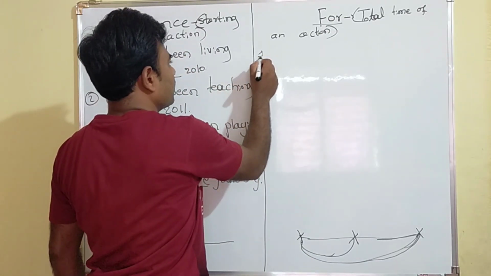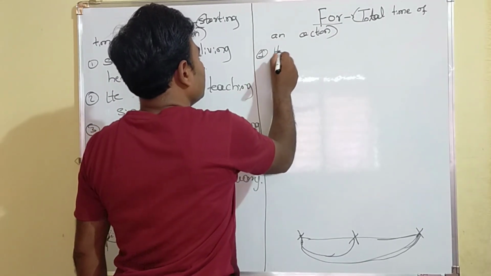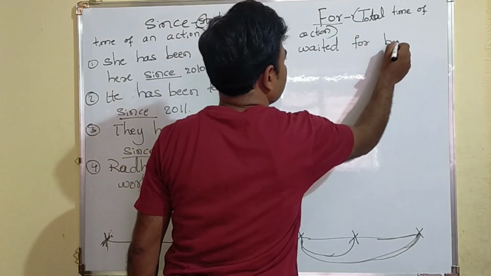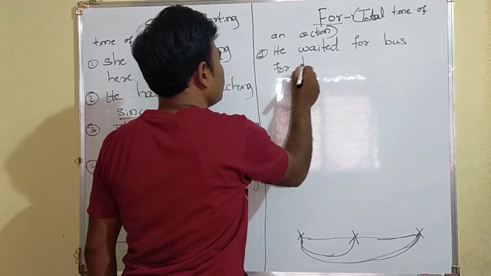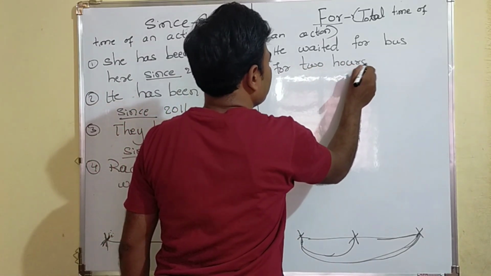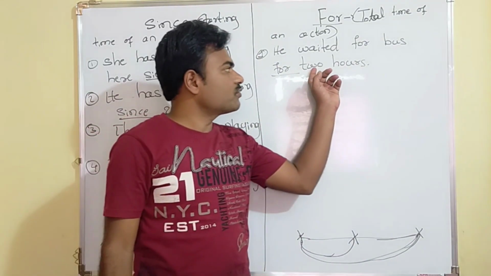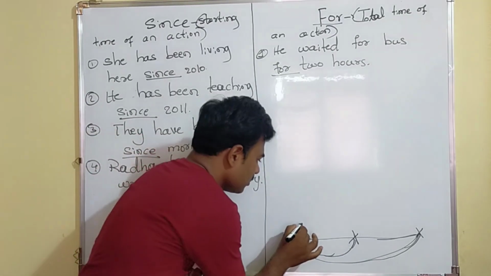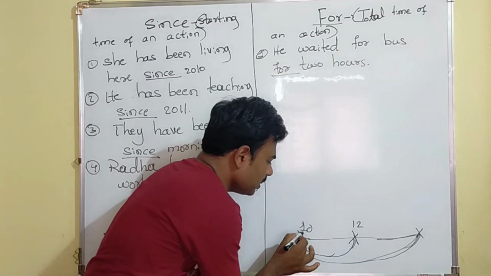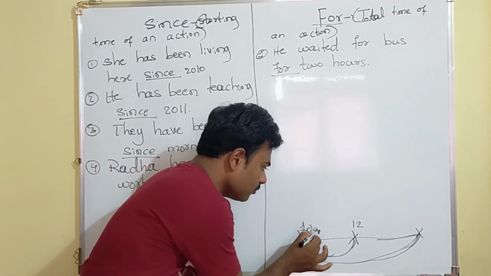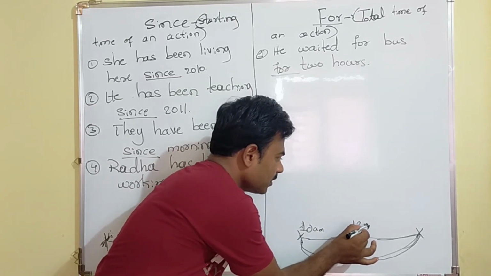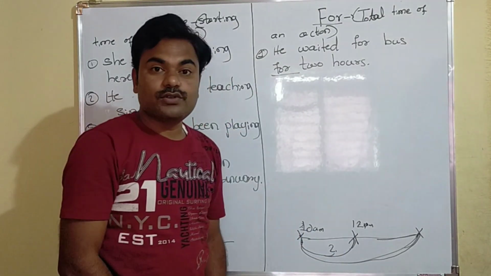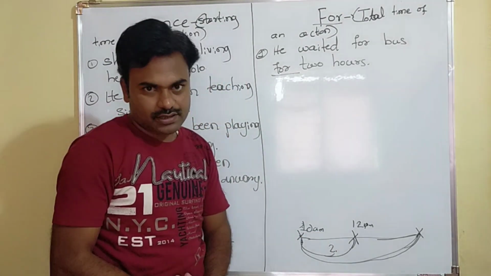For example, let me clarify by writing some examples. He waited for the bus for 2 hours. Two hours means he waited from 10 a.m. to 12 p.m., from here to here, a total duration of 2 hours. That time we use for. When we talk about the total time of an action, that time we use for.